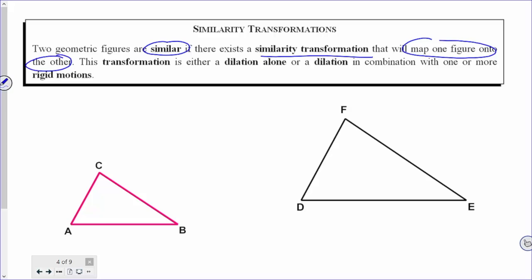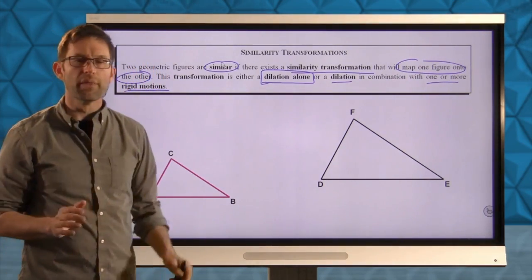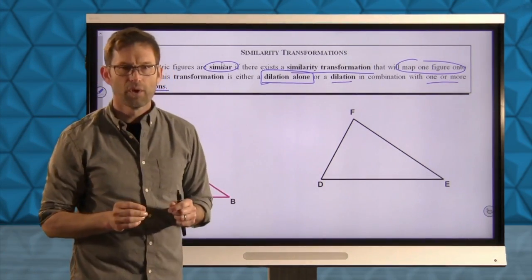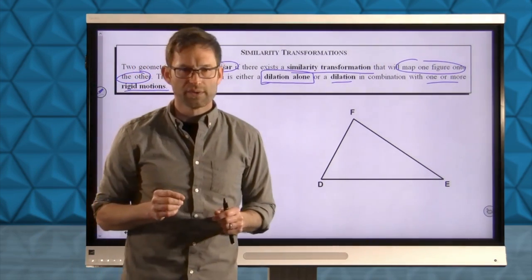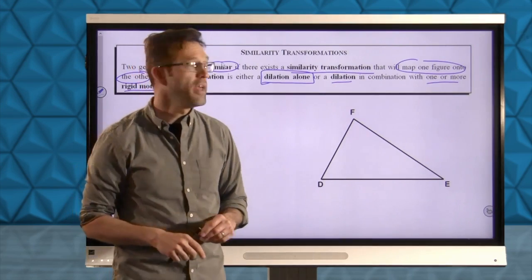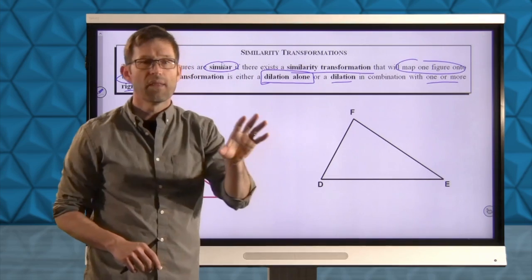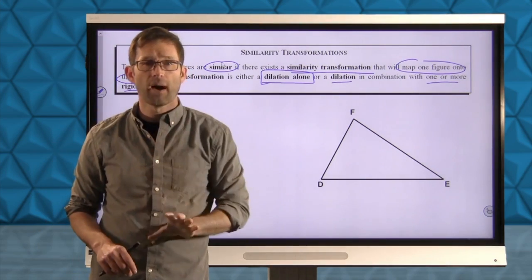This transformation is either a dilation alone or a dilation in combination with one or more rigid motions. I want to just backtrack on this a little bit. This is very, very similar to the definition of congruence. Back from Unit 2, we saw that two figures were congruent if there was a sequence of one or more rigid motions that would map one figure on top of the other.